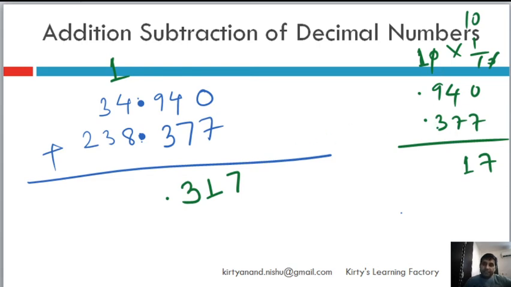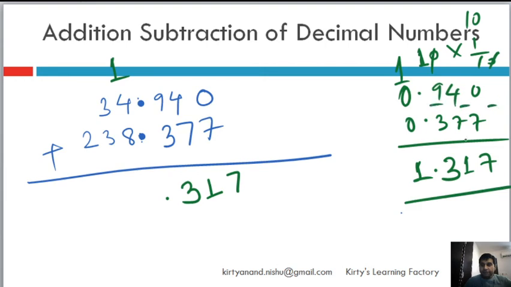So 9 plus 3 is 12, plus 1 is 13, right? 13, and then you take 1 here, but there is nothing here, it is like 0. So you just bring 1 down, so that's your 13, and then you put the decimal here. Because it was 0.94 and 0.377, these two fractions, the sum of them was more than 1, which is why it became 1.317.